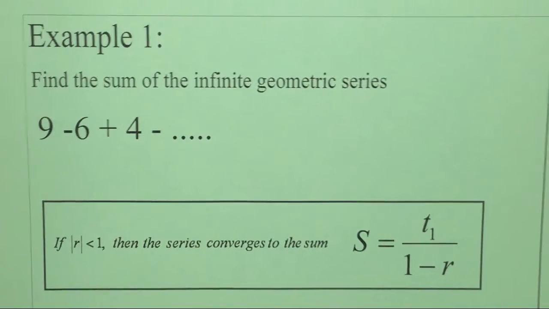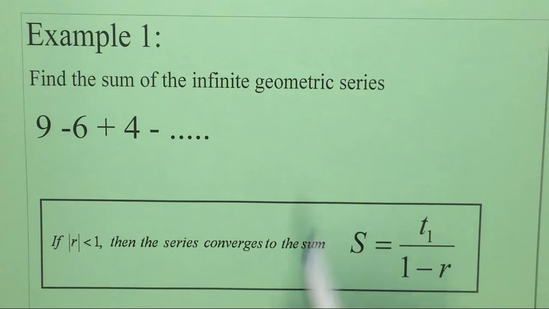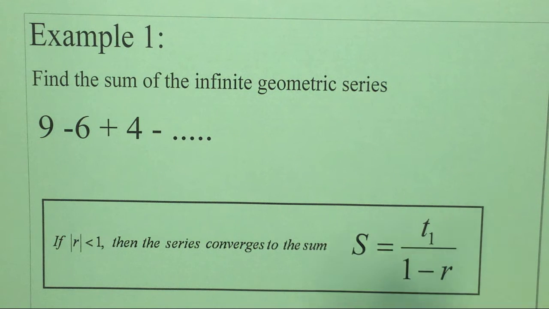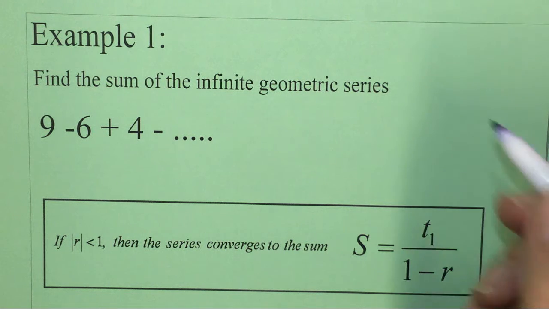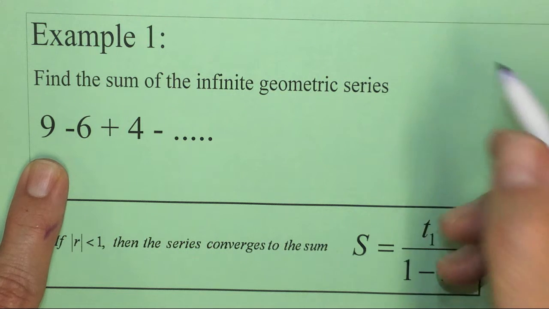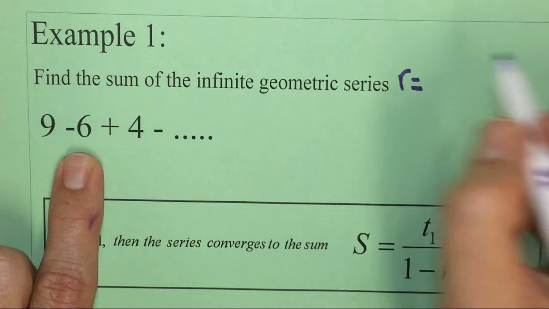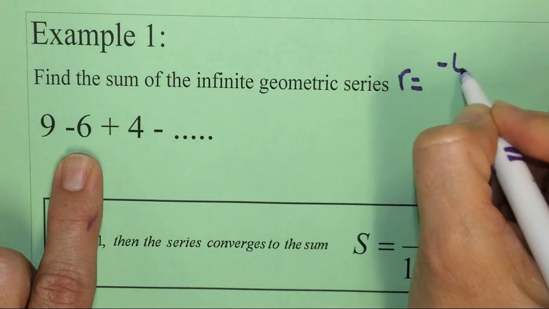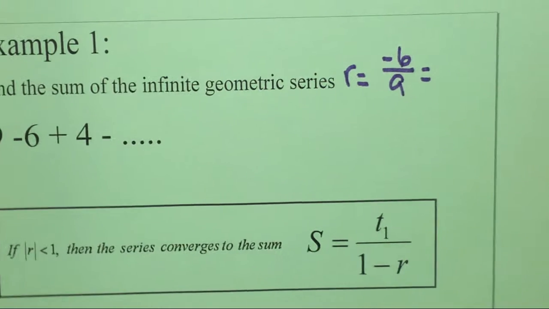So example 1. It says find the sum of the infinite geometric series. And there's my formula right here. All I have to do is plug in. I'm looking for S. I need to know the first term and I need to know R. The first term's easy. What do I need to still find? The R. Remember we said we're going to take our second term and divide it by the first term. What do you get when you divide -6 by 9?